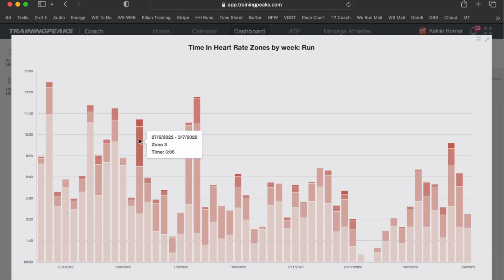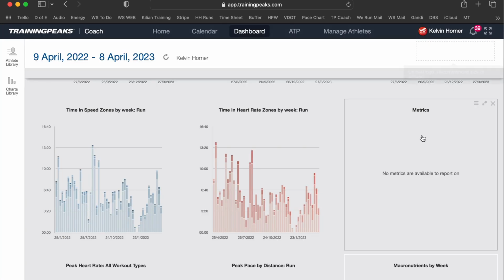That's Ultra Trail Snowdonia 50k, pushing quite hard there. That's a couple of weeks running out in the Alps. Bringing in a little bit more intensity at the moment as I'm preparing for this year's Ultra Trail Snowdonia. So it allows me to see these things at a glance, the time spent in each different zone in that week.